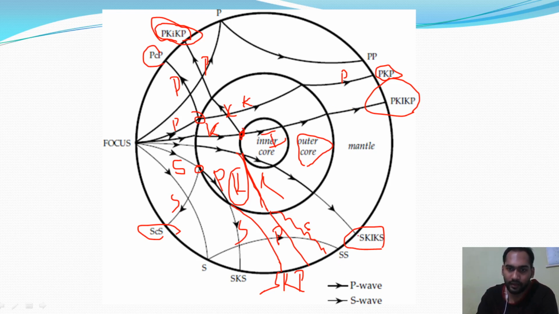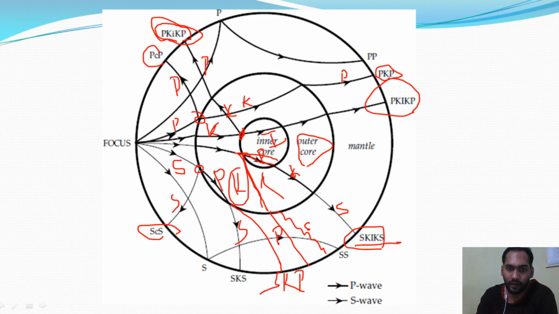Okay. Similarly, SKIKS means S in the mantle, then converted to P and travelled in the outer core. Then in the inner core it will be travelling as I, that means it is travelled as a P wave in the inner core. Then again it travelled as P, so it is K, then it travelled as S in the mantle, so that is SKIKS.